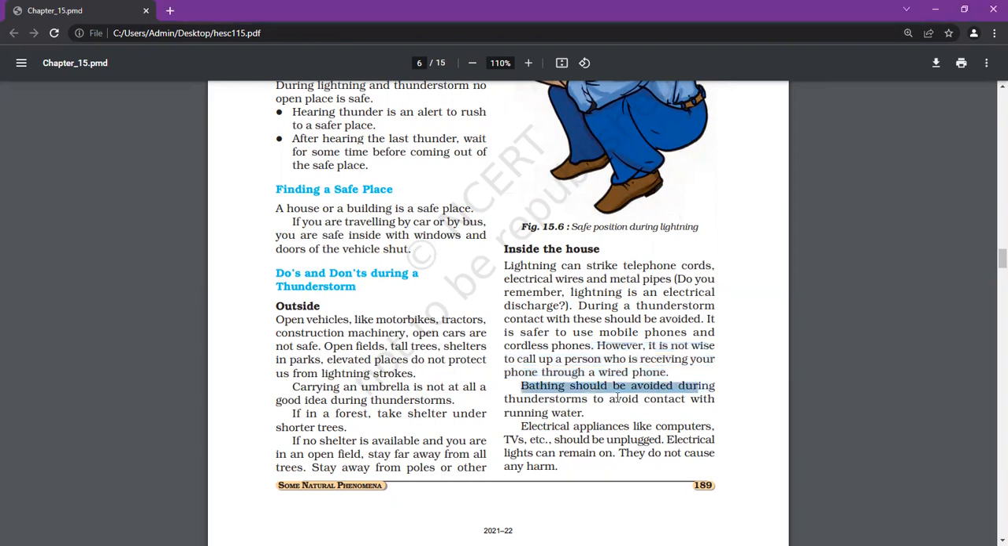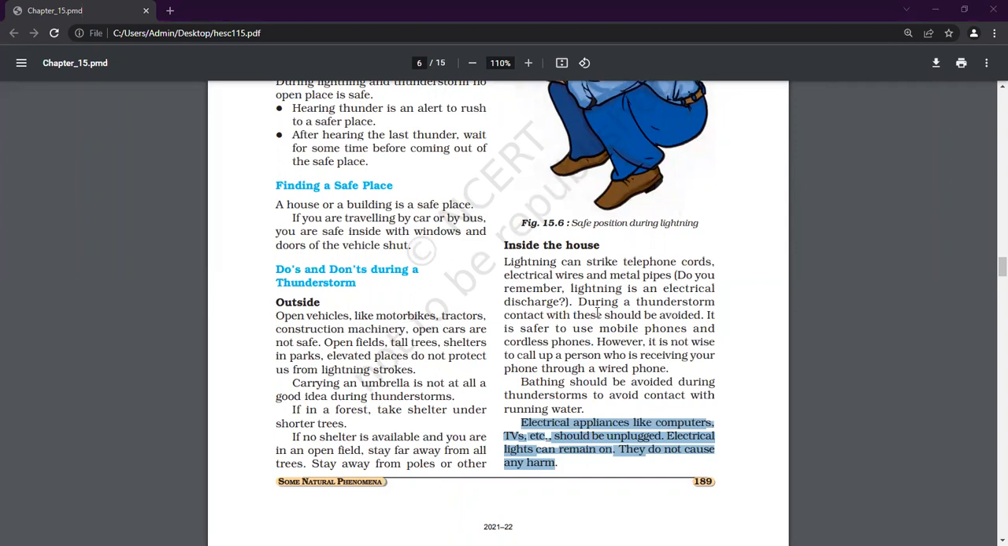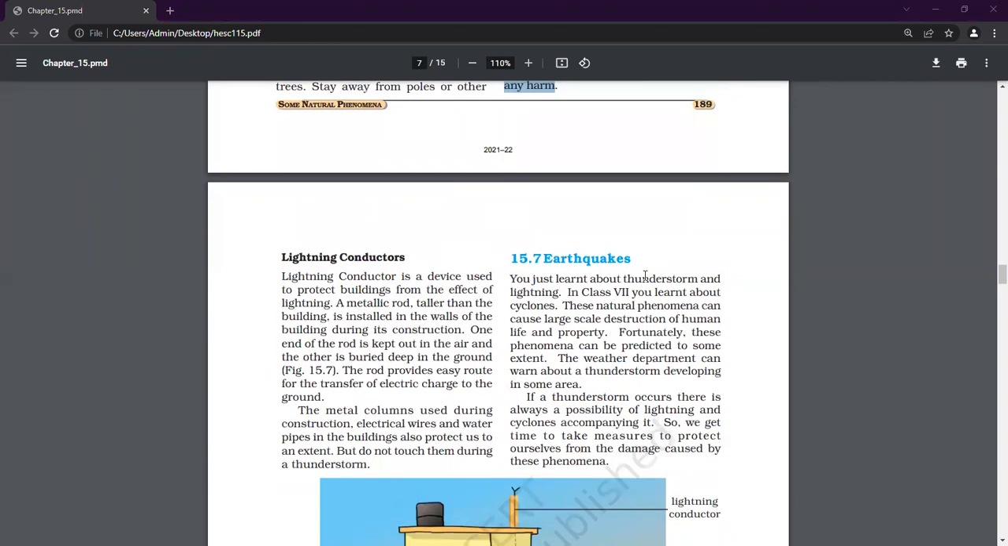Bathing should be avoided during the thunderstorm to avoid contact with running water. Electrical appliances like computers, TVs, etc. should be unplugged. Electrical lights can remain on. They do not cause any harm. Okay, students. So these are the do's and don'ts of the lightning. What you should do during the lightning when you are outside your home, and what you should do and don't during the lightning process when you are at home.